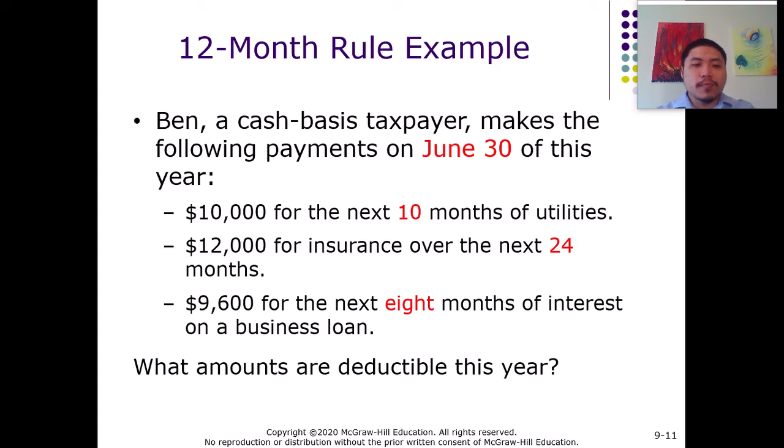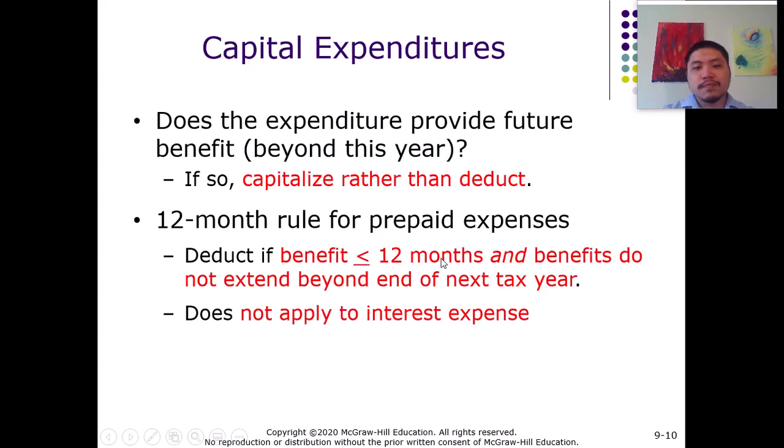All right. What about the second item? He paid $12,000 for the insurance over the next 24 months. Obviously, the benefit here exceeds the 12-month period, and it also goes beyond the end of the next tax year. For these 24 months, of course, it's going to go beyond the end of the next tax year.